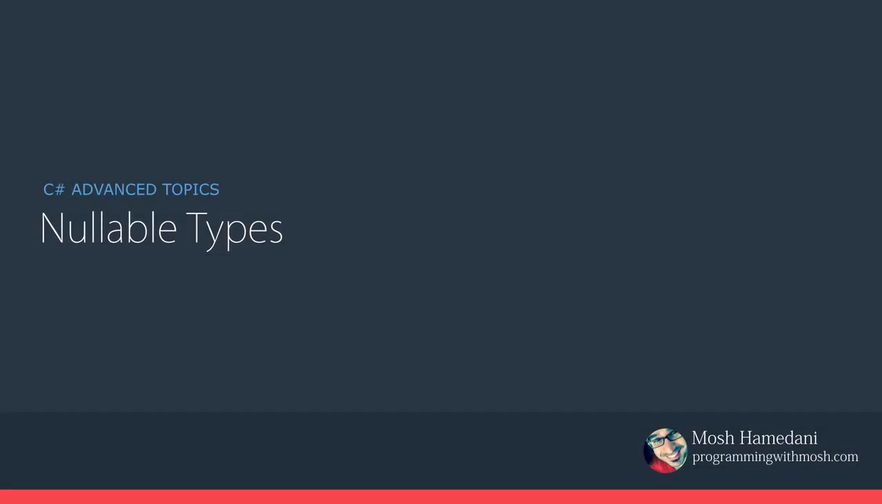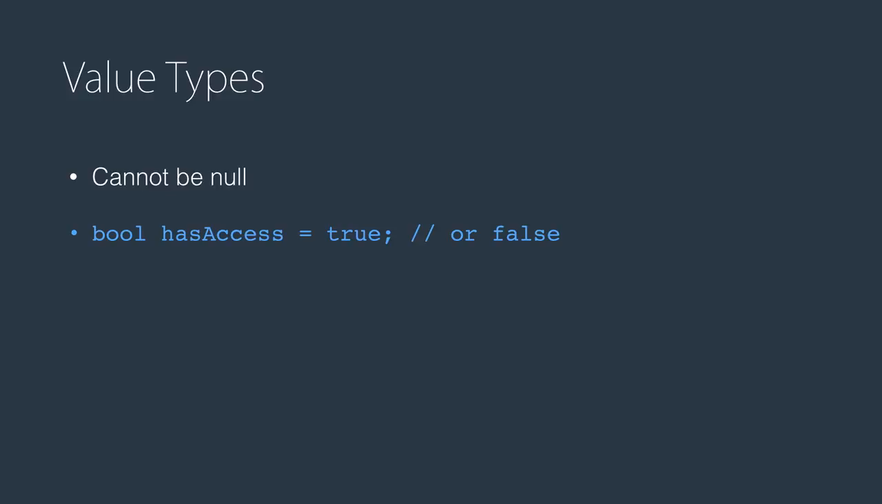Okay, nullable types. What are they and why do we need them? In C#, as you probably know, a value type cannot have null. So if you define a bool, it can have either a true or a false. But there are situations where you would also like to cater for null values.